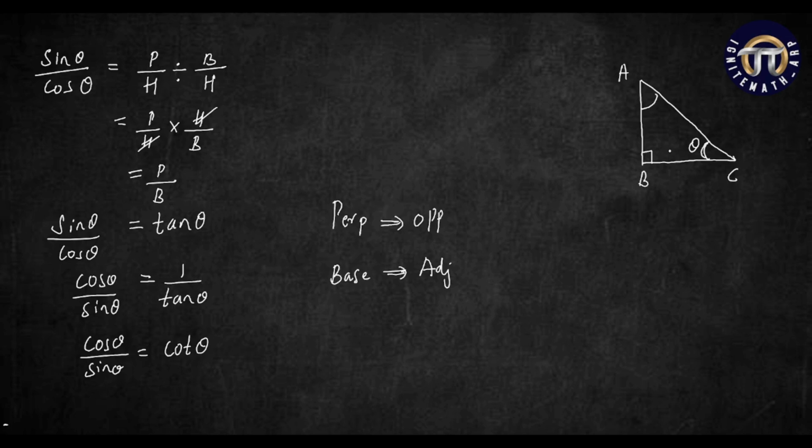So now I'll tell you a very easy way to remember these trigonometric ratios, right? Sin is perpendicular by hypotenuse, cos is base by hypotenuse, and tan is perpendicular by base. If you remember sin, cos and tan, you can easily recall cosec, which is the reciprocal of sin, sec, which is the reciprocal of cos, and cot, which is the reciprocal of tan.